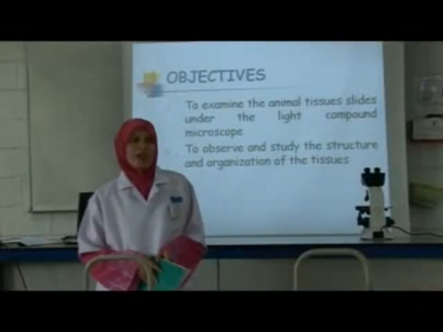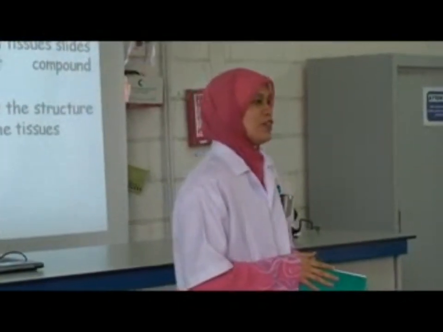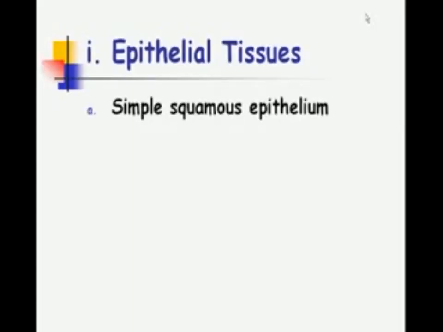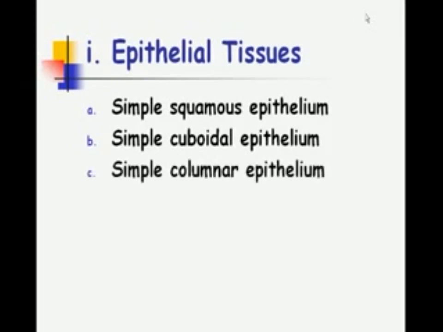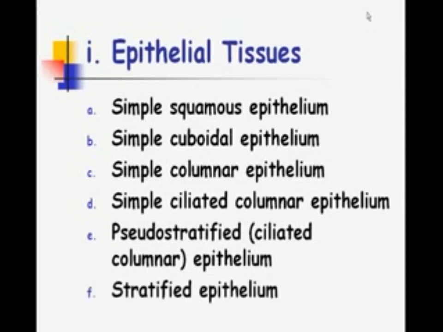Okay, there are 4 types of animal tissues. Name 1. Rosanna? Epithelial tissue. Good. The epithelial tissue is further classified into several types. Give me 2 types of the epithelial tissue. Rashida? Simple squamous and simple columnar, teacher. Very good. Yes, simple squamous and simple columnar. Apart from that, we also have the simple cuboidal, pseudostratified columnar, and also the stratified epithelium.